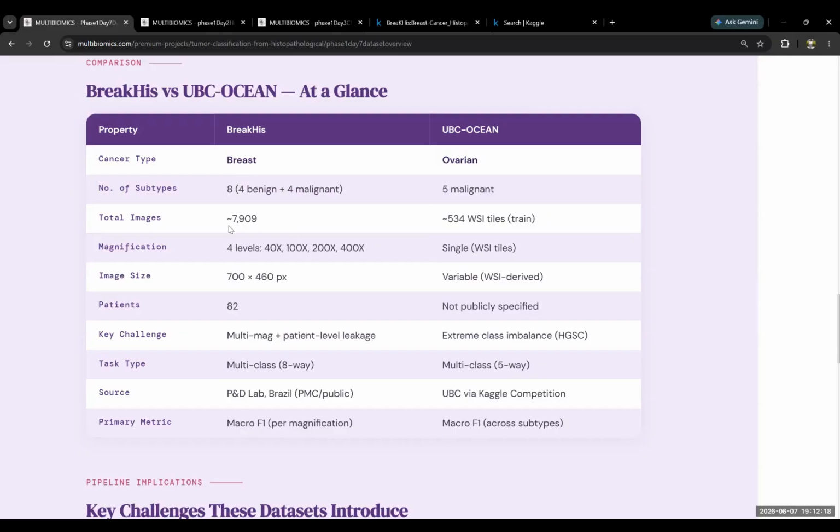So the total images are 7,909 images over here. But here 534 WSI. Please note it down. WSI is whole slide images. Okay, so whole slide images. And why is tiles written over here? Because it is broken into small patches. Let me show it to you.